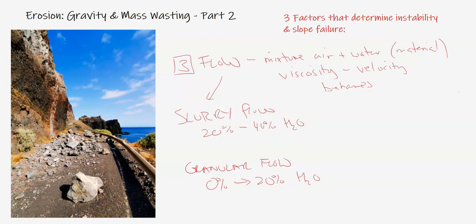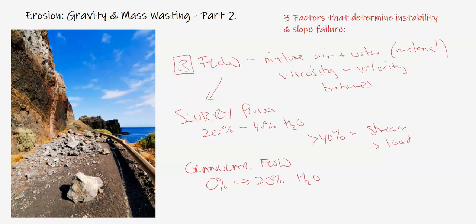Now, anything above 40% will just be classified as a stream, a fluvial system that would carry a certain load, either suspended or bed load of material. So anything above 40% would just be called a stream. It's too much water to be called a flow. It has to be called then just a stream.